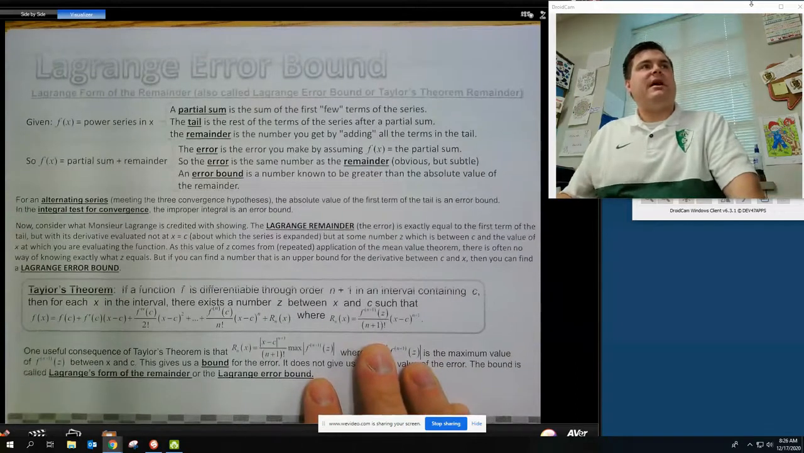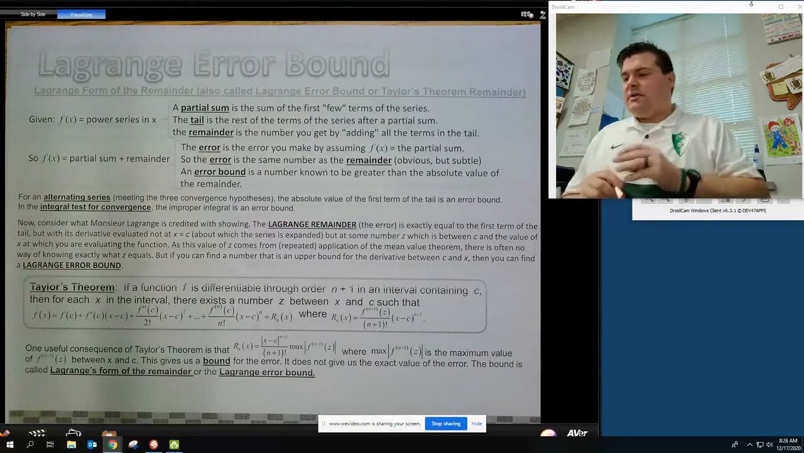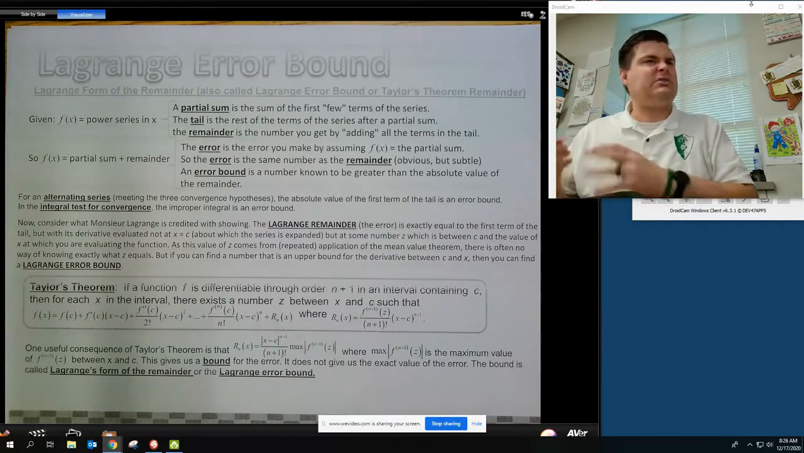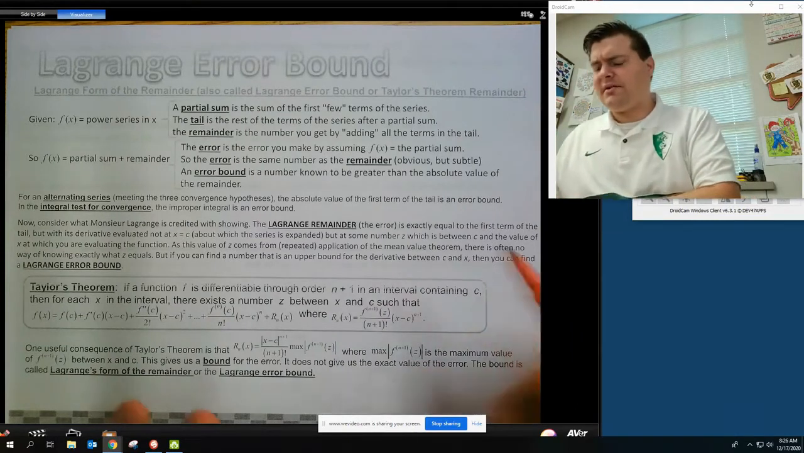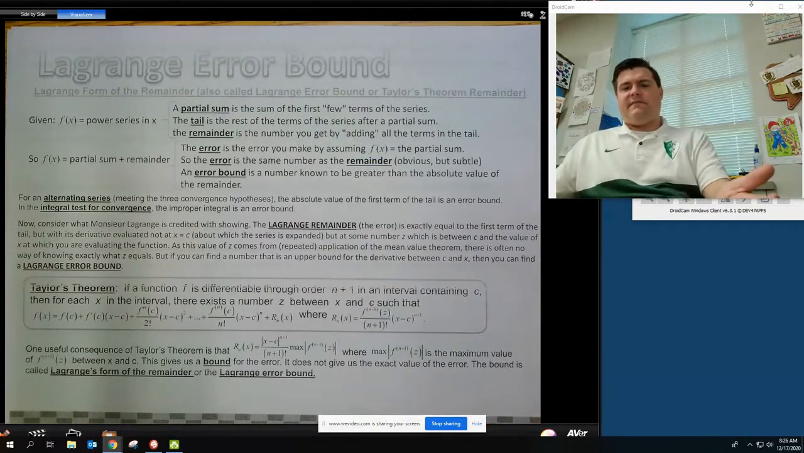To our video here on the Lagrange error bound. What we're going to be talking about here is something we kind of touched on in the previous video, but not really. It's really talking about the error that we have for the remainder of a function.